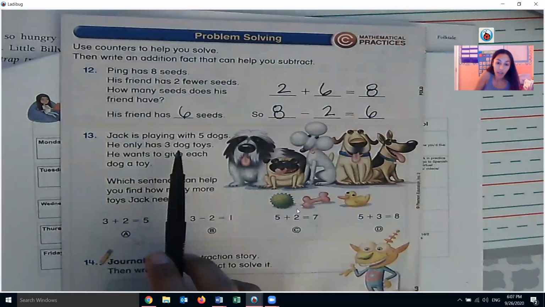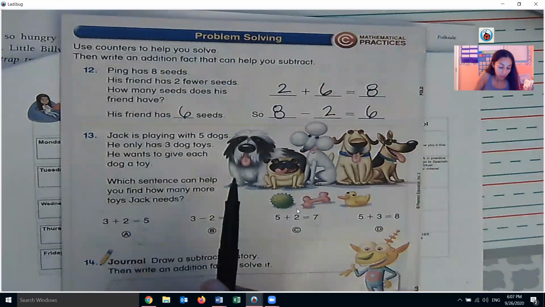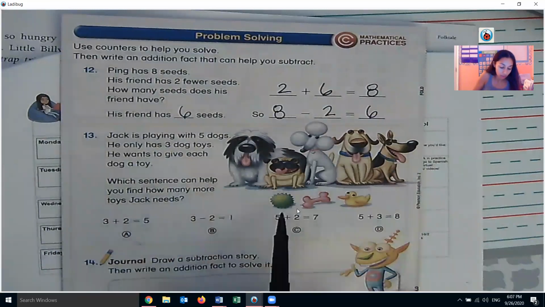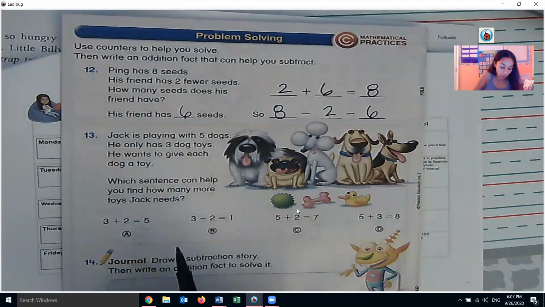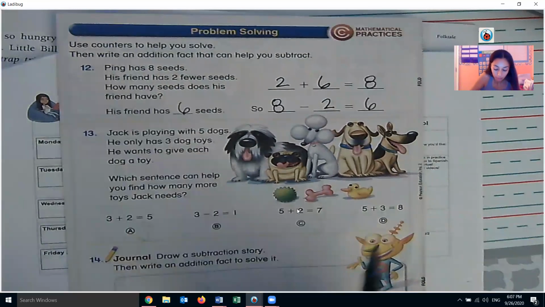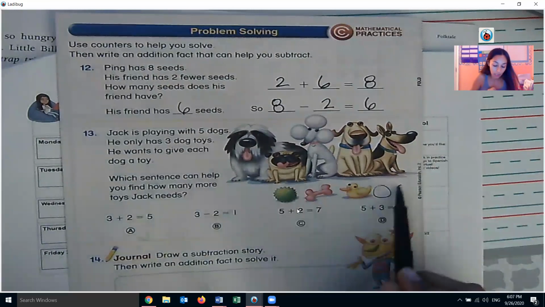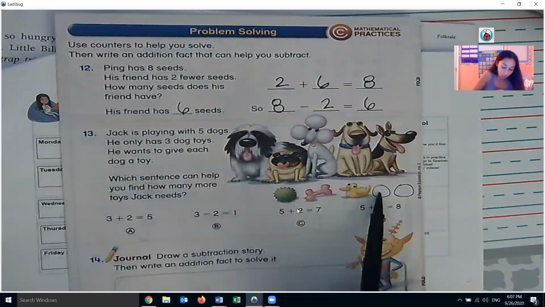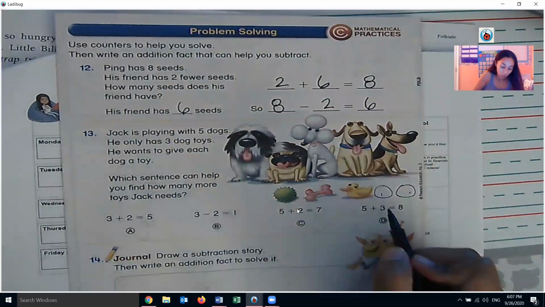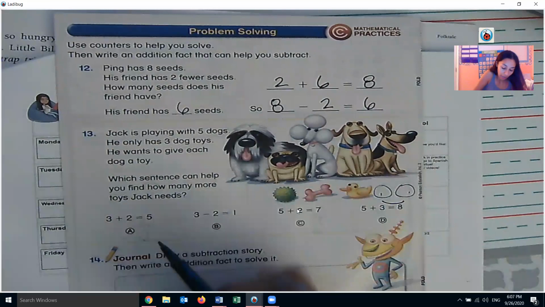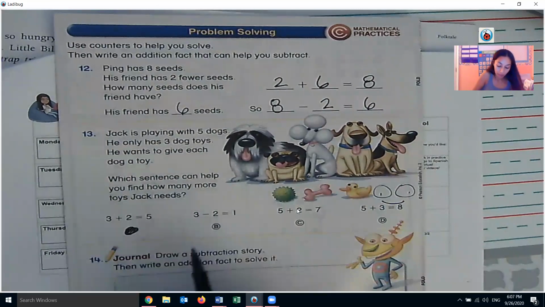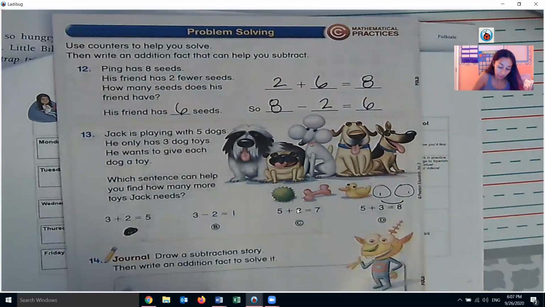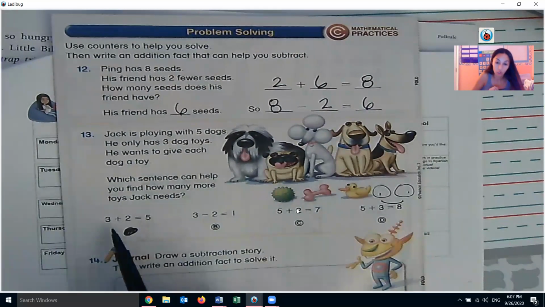Jack is playing with 5 dogs. You can see the picture there. He only has 3 dog toys. He wants to give each dog a toy. What sentence helps us find out how many more toys he needs? So we need 3 plus 2, like little ice. 3 plus 2 is 5. Because if we go 5 minus 3, that gives us 2 is what we need. If we're looking at the addition sentence, it'd be 3 plus 2 is 5.